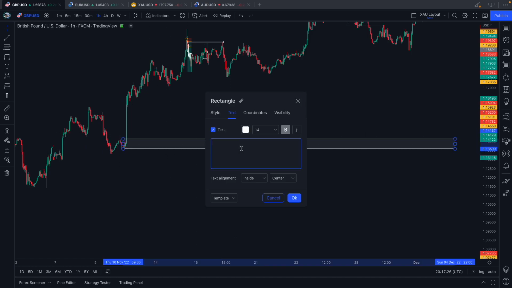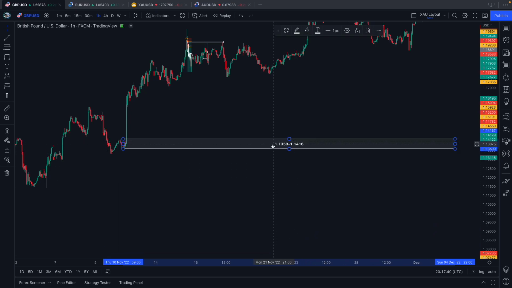So what I want you all to do is mark out this zone for yourself. So it's 1.1359 and 1.1416. So that's the area we need to be looking to potentially buy from.